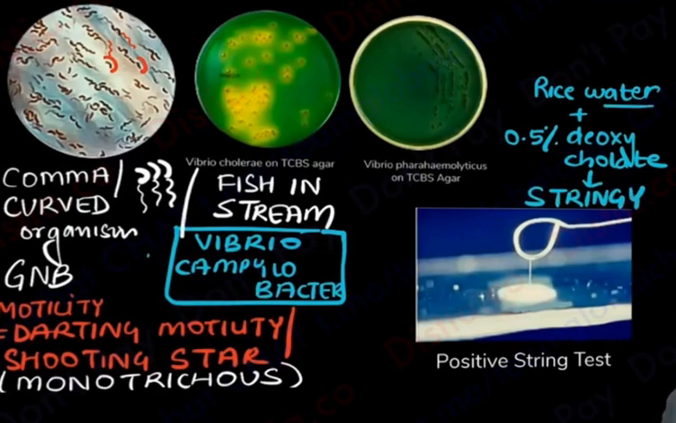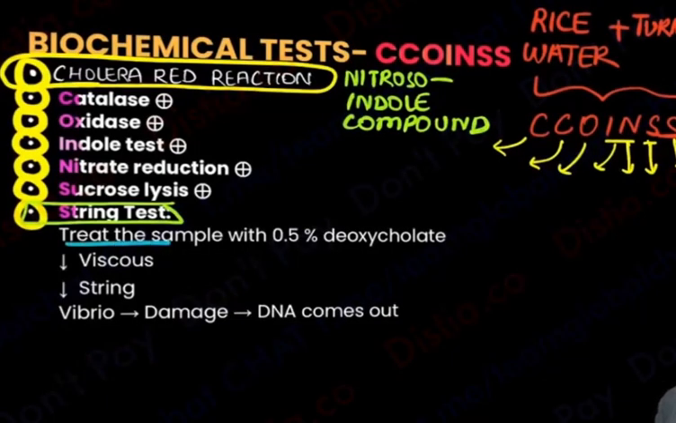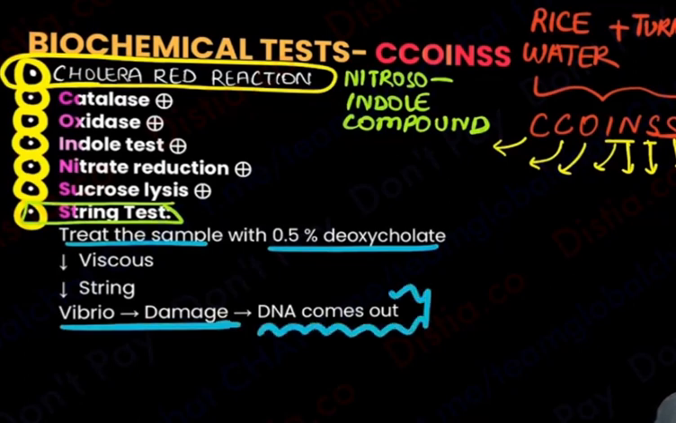How? This was water. Can you ever pick up water like this? No. Then how has it become so stringy? Because please remember, when you treat it with 0.5% deoxycholate, it is a toxic bile salt. The organism is going to get damaged and the DNA will come out. And you know that DNA gives that stringiness. So the Vibrio will get damaged, the DNA will come out, and those strings that you're getting are actually the DNA, and that is known as the string test.